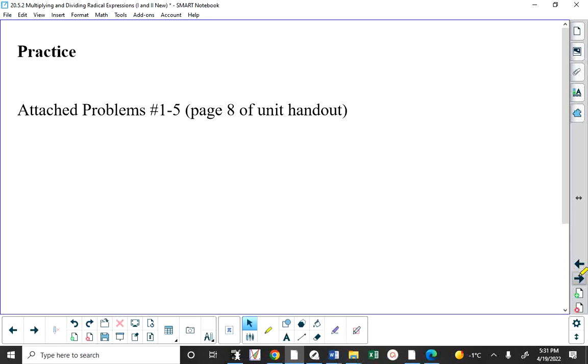You need to do a lot of practice to be successful. So my recommended practice problems for this section are on page 8 of the unit handout. It's questions 1 through 5.